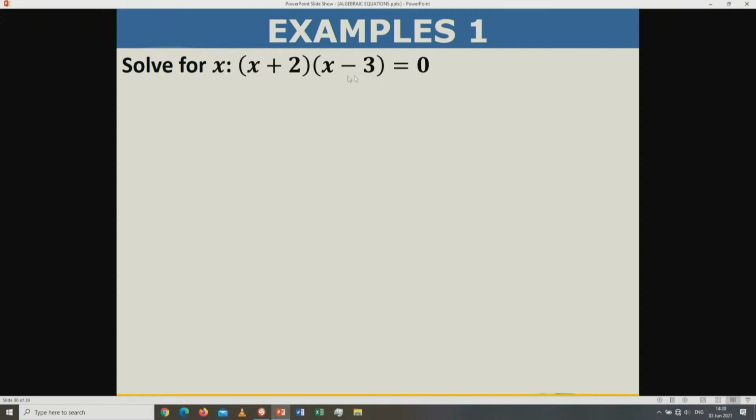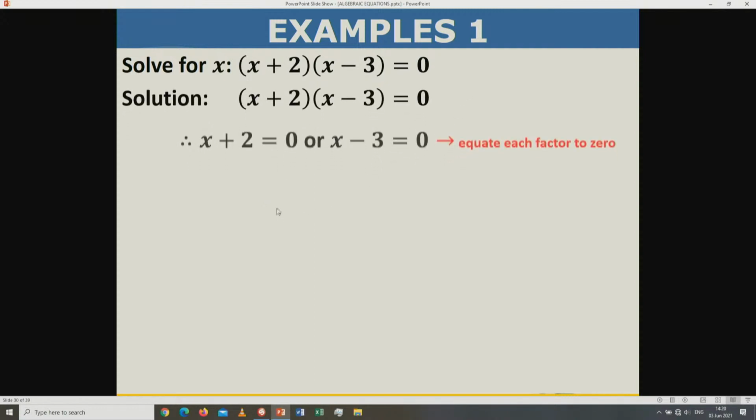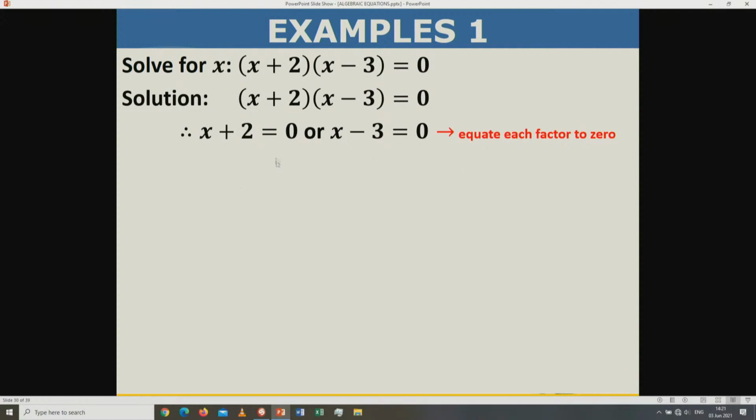We have (x + 2)(x - 3) = 0. Already it is in the form of factors. So if it is in the form of factors, that simply means x + 2 will be 0 or x - 3 will be 0. And then it is now a linear equation. We can add negative 2 on both sides. Therefore, 2 minus 2 will be 0 for the left-hand side, and then 0 minus 2 will be negative 2. For the second one, we can add positive 3 on both sides. Negative 3 plus 3 will give us 0, and 0 plus 3 will give us 3. Hence, x is equal to negative 2 or x is equal to 3.